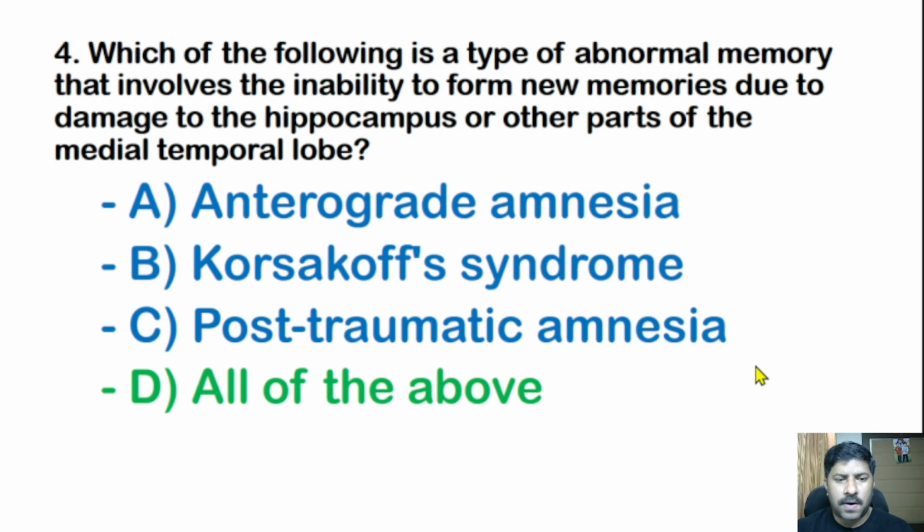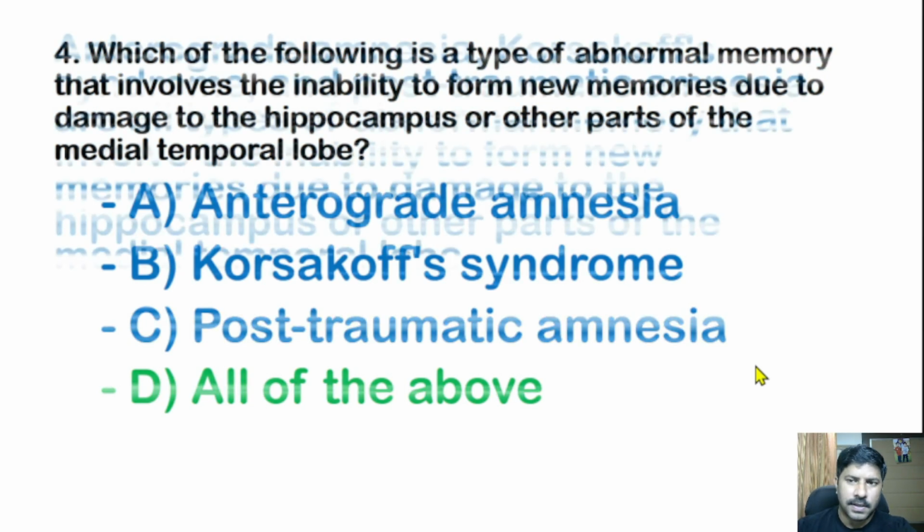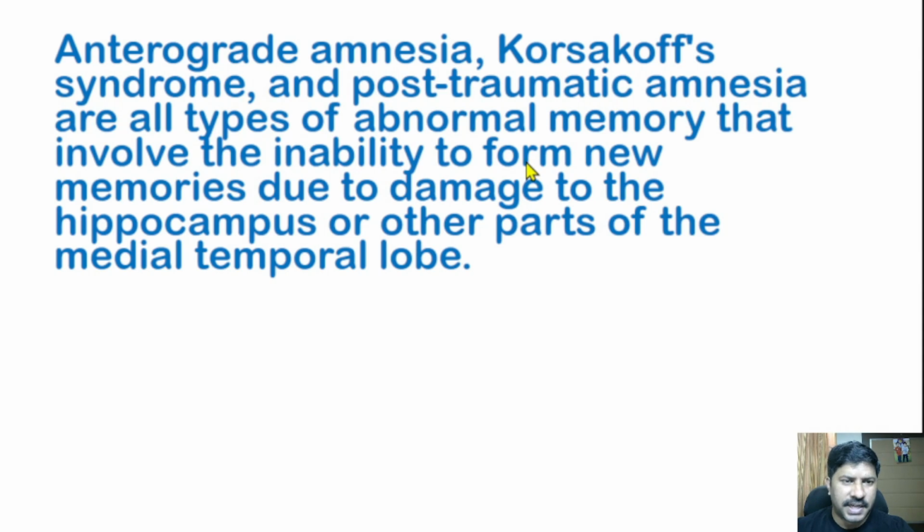Correct answer, all of the above. So in all three conditions, the patient may not be able to create new memory because of damage to the hippocampus and other parts of the medial temporal lobe. So we will discuss in detail anterograde amnesia, which I already told. Anterograde amnesia means amnesia that occurs mainly after the injury or disease. So the person may not be able to remember the events that occurred after the injury or disease. That is known as anterograde amnesia.